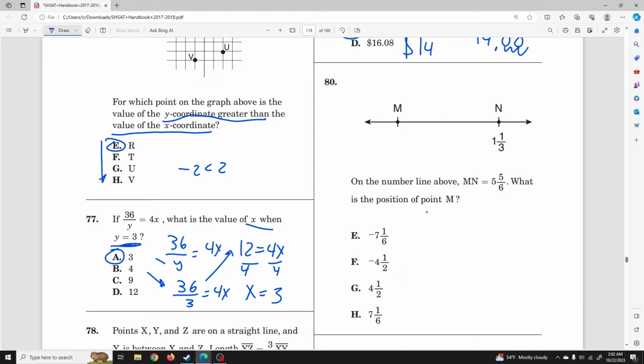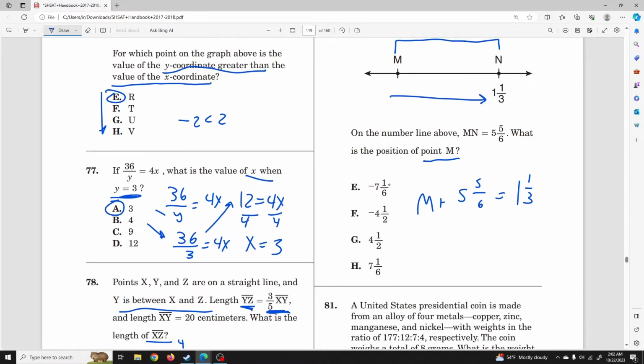So here we have, on the number line above, MN is equal to 5 and 5/6. What is the position of point M, right? So if we know that the distance between these 2 points is 5 and 5/6, the way we get this, we just know that M plus 5 and 5/6 has to equal 1 and 1/3. If we move 5 and 5/6 forward, we get 1 and 1/3. In other words, if we add 5 and 5/6, we get 1 and 1/3. So M is just equal to 1 and 1/3 minus 5 and 5/6, right?